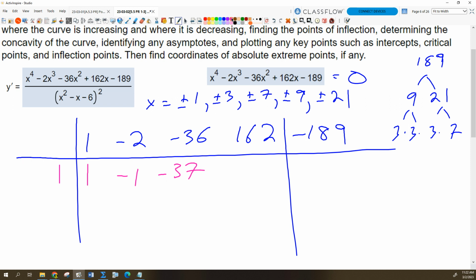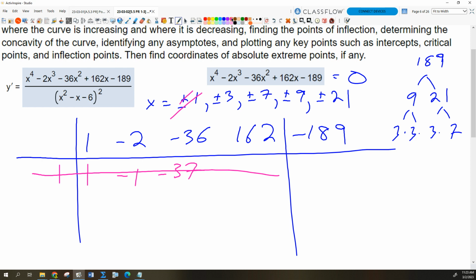Because think about what you do synthetically. I bring the 1 down. 1 times 1 is 1 plus negative 2 is negative 1. These are just the numbers that show up under the synthetic bracket. We do the math mentally to get there, right? 1 times negative 37 plus 162 is going to be some number, I'm not going to get 0, right? You can already see this one's not going to work. So I could cross positive 1 off the list and keep going, right? I would end up crossing negative 1 off the list.